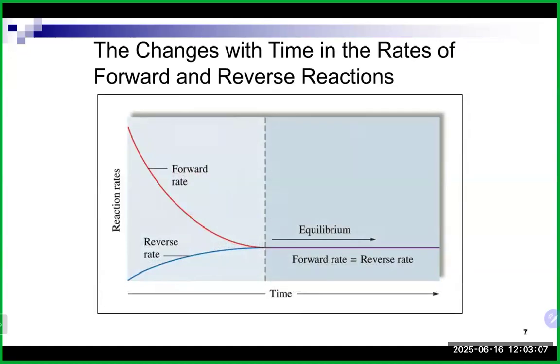So graphically, if you ever look at a graph representing equilibrium, you're looking for that point where the forward direction and the reverse direction equal each other. And as we saw in the previous graph, that is the point where all your reactant concentrations and all your product concentrations basically level out, and you won't see any more changes occurring. That is the point where chemical equilibrium has been reached. Any questions on that?